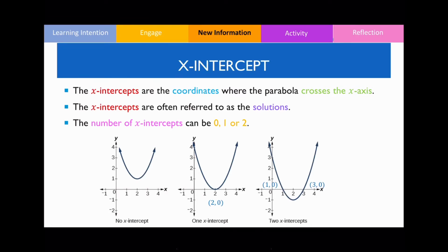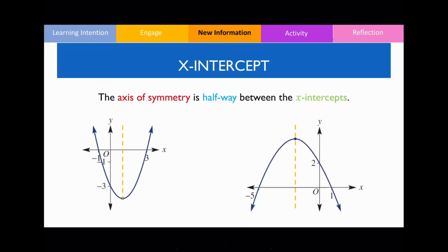I'd also like to add that the axis of symmetry is also found halfway between the x-intercepts. And this is very useful when you've got a graph and you know what your x-intercepts are, but you don't really know the position of your turning point because it's not indicated to you at all. So what you need to do is find the average of your two x-intercept values: add them together, divide by 2, and this will give you the axis of symmetry.